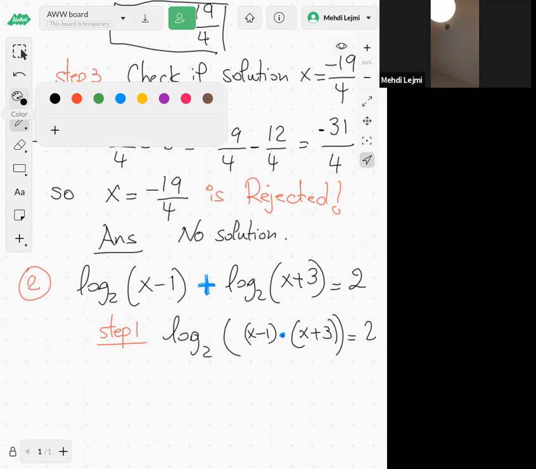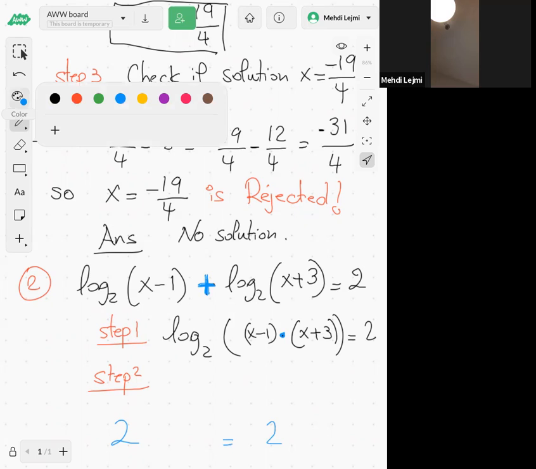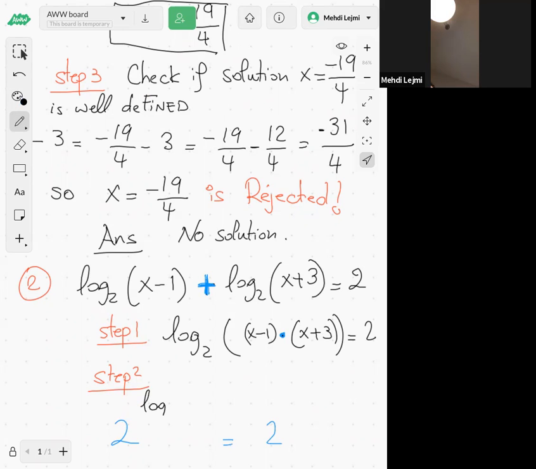Now, as next step, get rid of this log, apply exponential. So the base is 2. So here's my base, 2, both sides. And then in the exponent on the left side, I'm going to have the left side of my equation, that's log in base 2 of x minus 1 times x plus 3. And on the right side as exponent, I'm going to have the right side of my equation, which is 2.